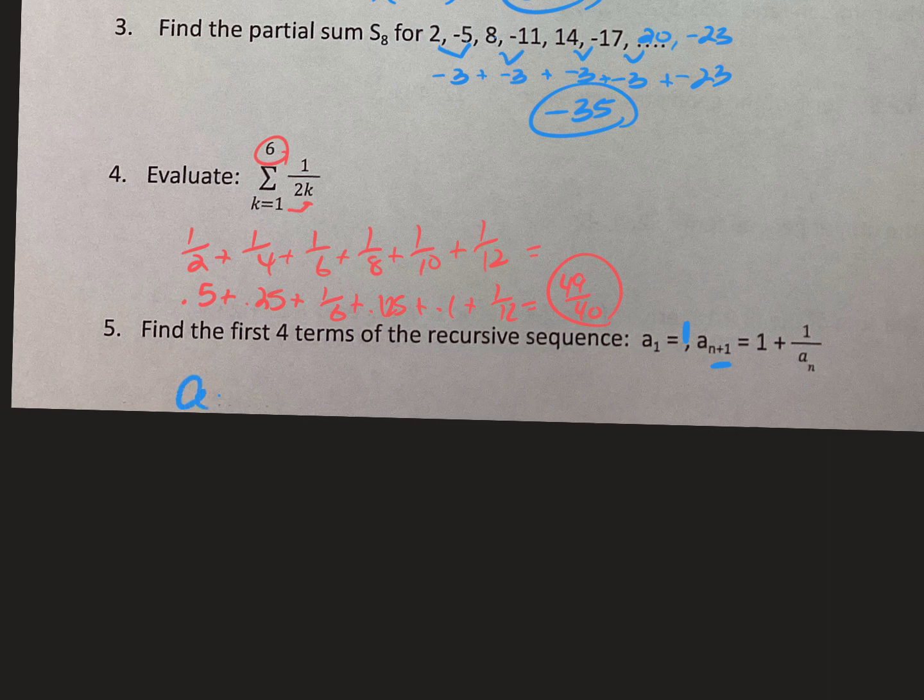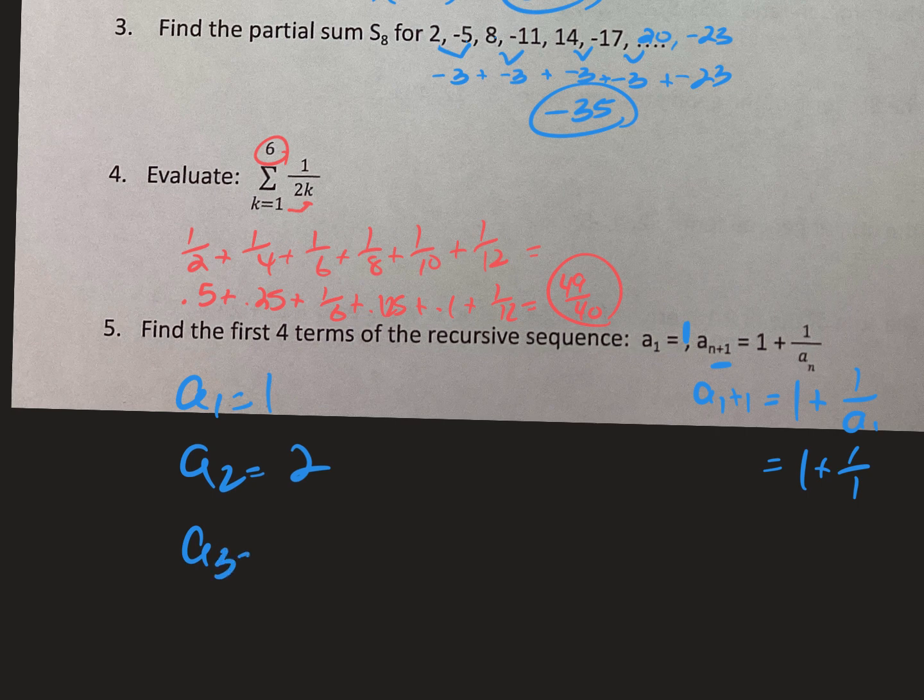Well, let's do this. A1 is 1. That's the first term. To get the second term, I have to plug a 1 in where that n is. So it'd be A sub n plus 1, which is A2, which means everywhere there's an n, it's a 1. And we already know A1 is 1, so that's going to be 2.